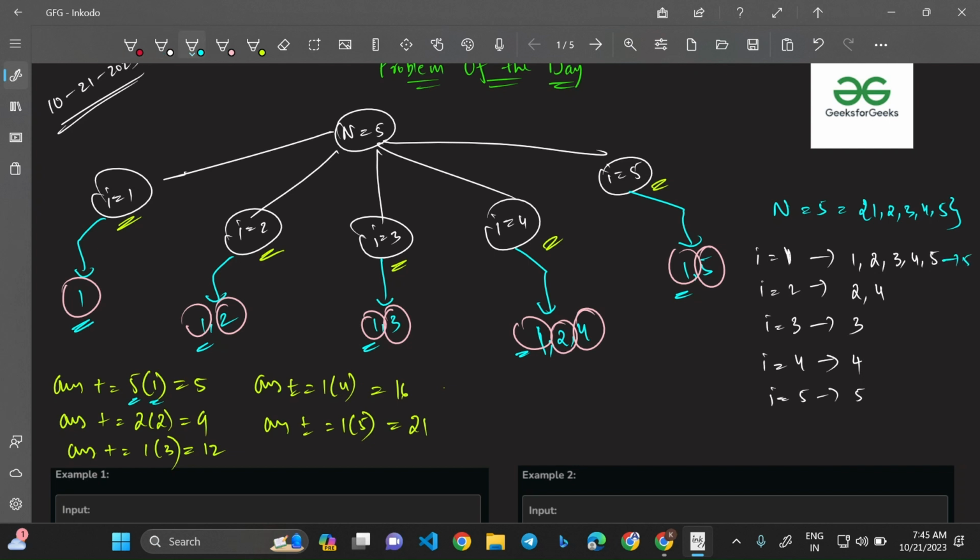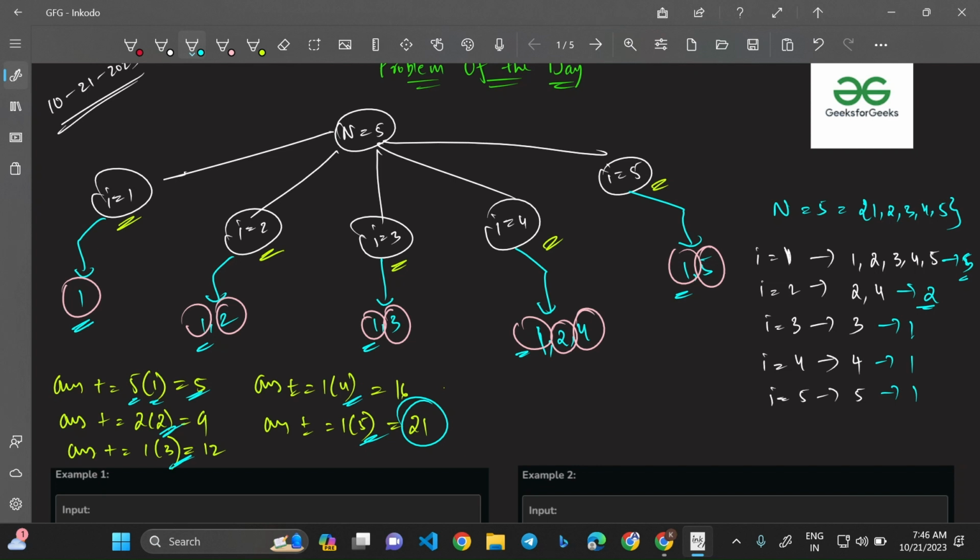So these are 5, total 5 numbers. These are total 2 numbers. This is only 1 number. This is only 1 number. This is only 1 number. This is what we are multiplying with respectively. So 5 times 1 is 5. 2 times 2. 1 times 3. 1 times 4, 1 times 5. And finally, we are adding all those things and we are getting the final answer as 21. That's what we are doing.